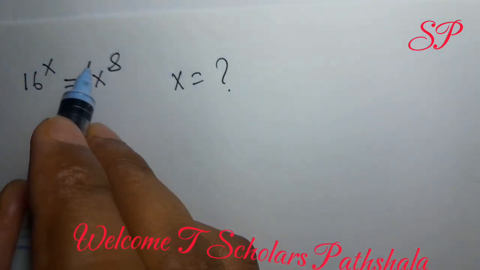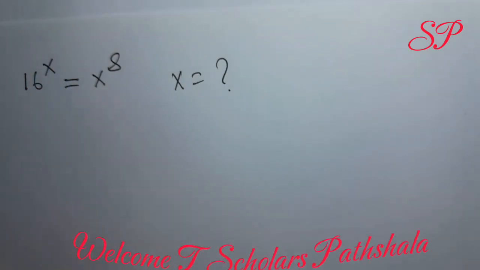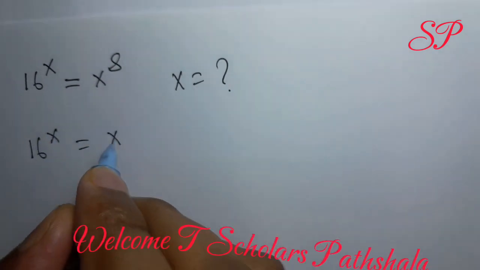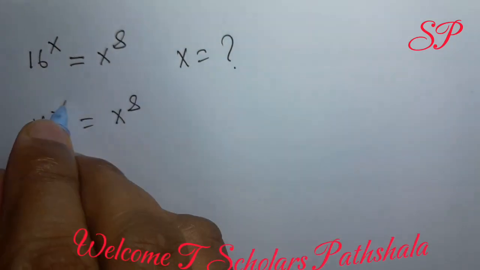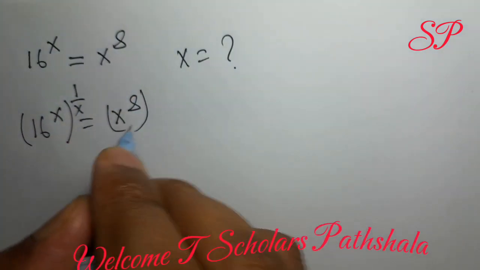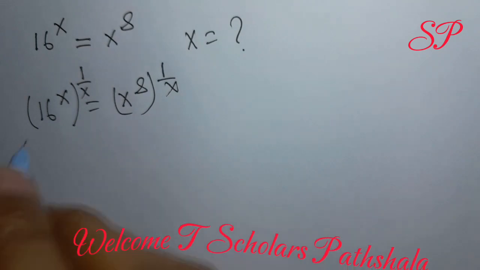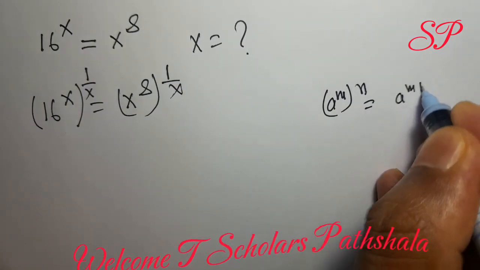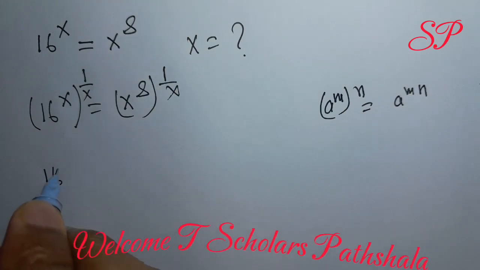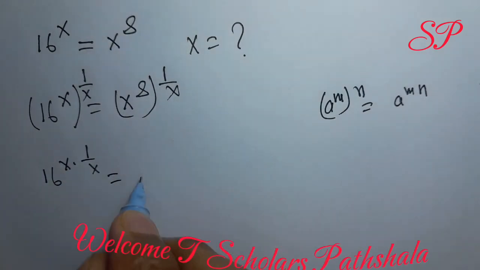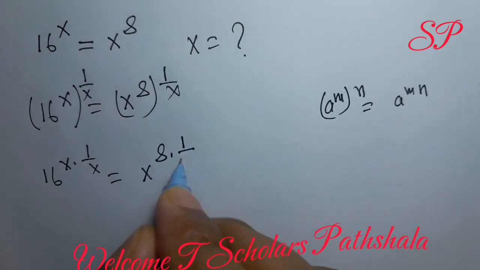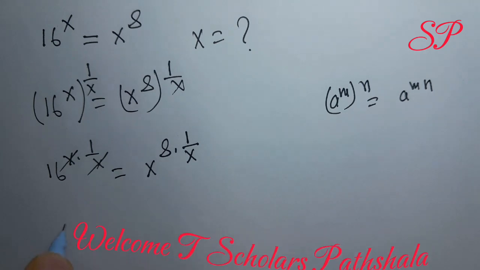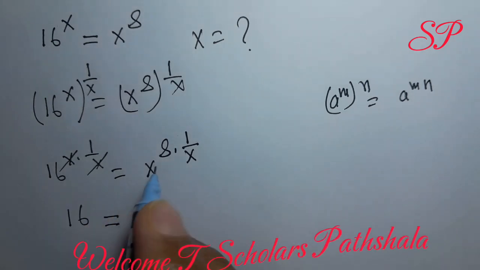We raise both sides to the power 1 by x. Then here we know that (a to the power m) all to the power n is equal to a to the power mn. So we can write 16 to the power x into 1 by x is equal to x to the power 8 into 1 by x. Okay, here x and x cancel, so here 16 remains, and here is x.